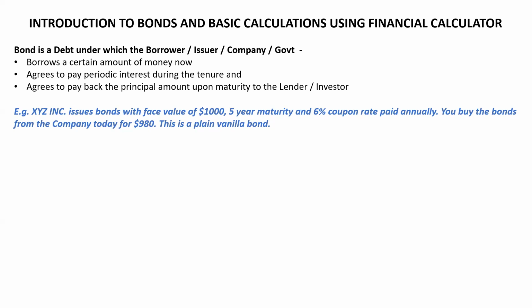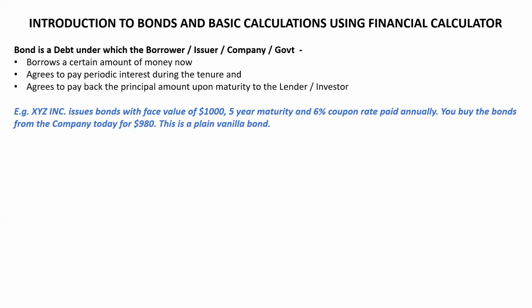As we can see in the example over here, XYZ Incorporation is issuing bonds with a face value of $1,000, 5-year maturity, and a 6% coupon rate, which is paid annually. Now, the 6% coupon is the 6% interest that the company is going to pay. So you are buying the bond today from the company for $980. This is a very plain, vanilla, simple kind of instrument without any complexities.